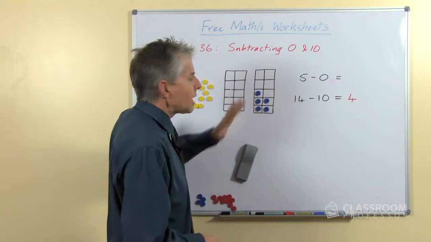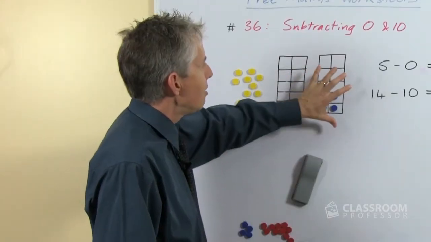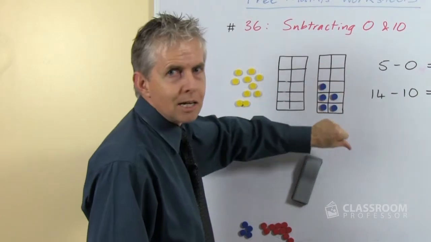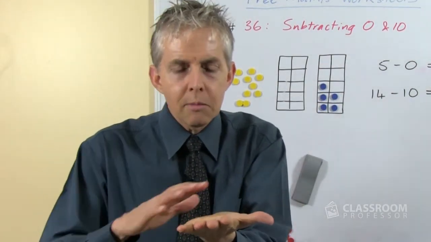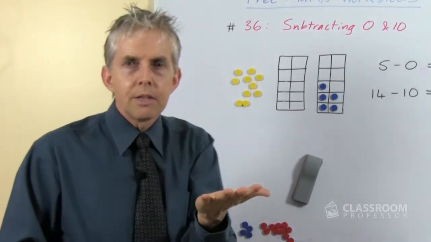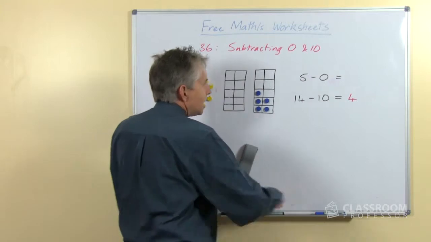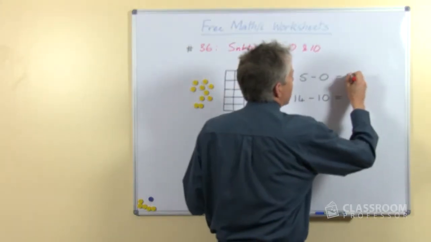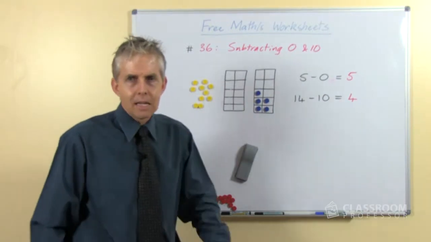We could do that sort of thing with our 10 frame and say to the students, I want you to put your hand out and pretend to take away nothing. Open your hand, show me how many you've got. How many counters did you take away? The answer is nothing. How many counters are left? 5. We're dealing here with a principle or a property of operations called the identity.